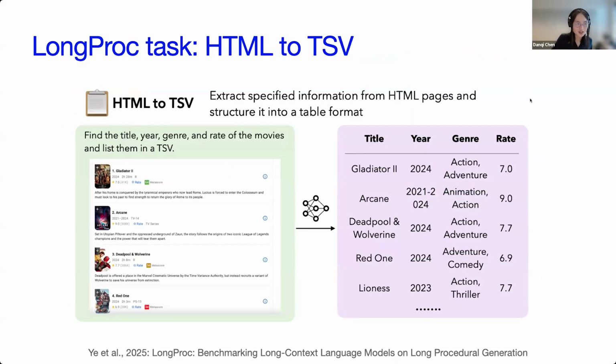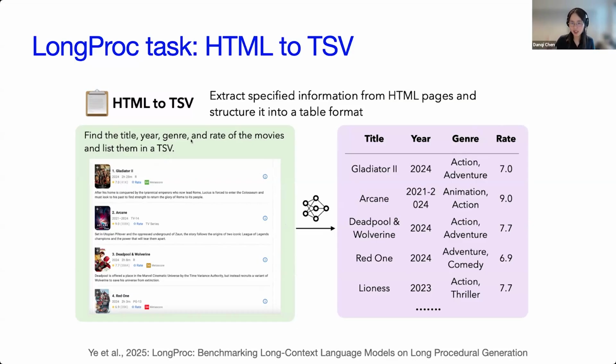So the first task is called HTML to TSV. This is really the most simple task we have in this benchmark. Essentially, the input is an HTML page. It's a very long HTML page. And then the instruction is, for example, find the title, year, genre, and the rating of the movies, and list them in a TSV.